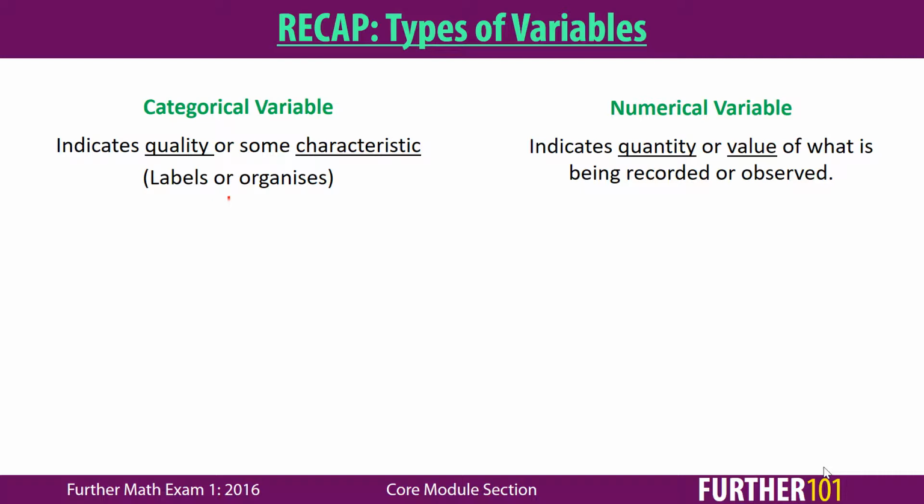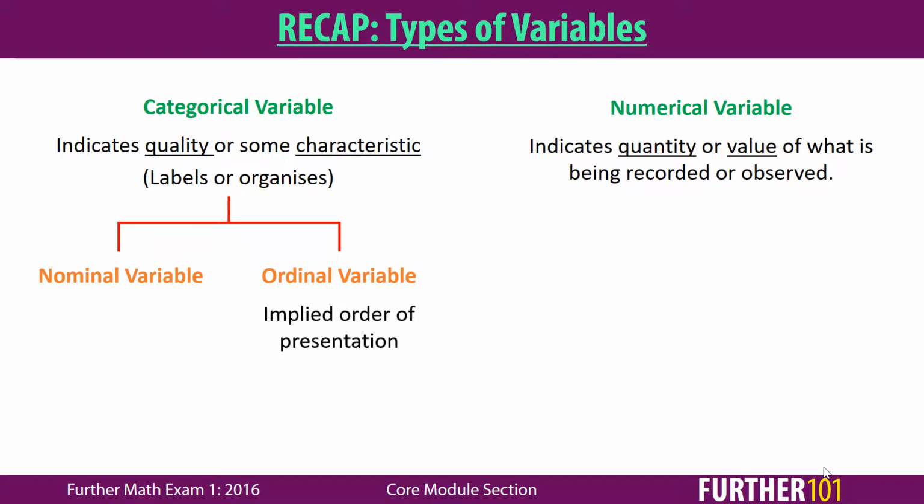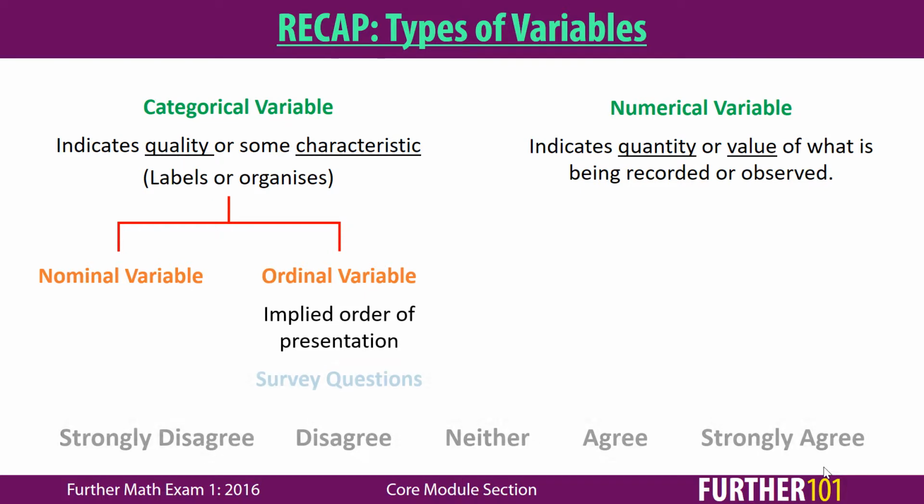There are two subtypes of categorical variables. If the different categories inside a categorical variable have an implied or logical order of presentation, it is described as an ordinal variable. Think of survey question responses with one of the five options: strongly disagree, disagree, neither agree nor disagree, agree, and strongly agree. It always seems logical to present the responses from strongly disagree to strongly agree, or vice versa, making analysis easier and clearer.